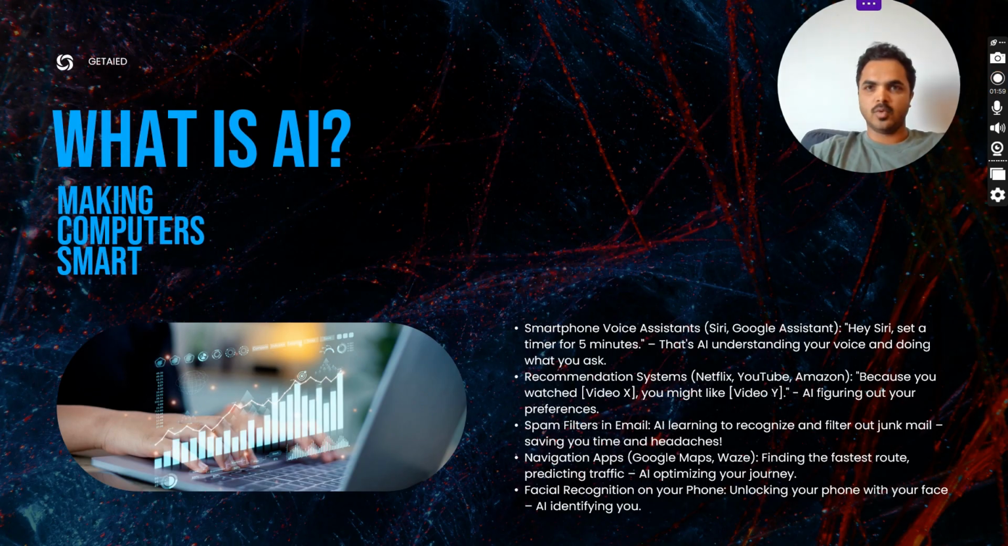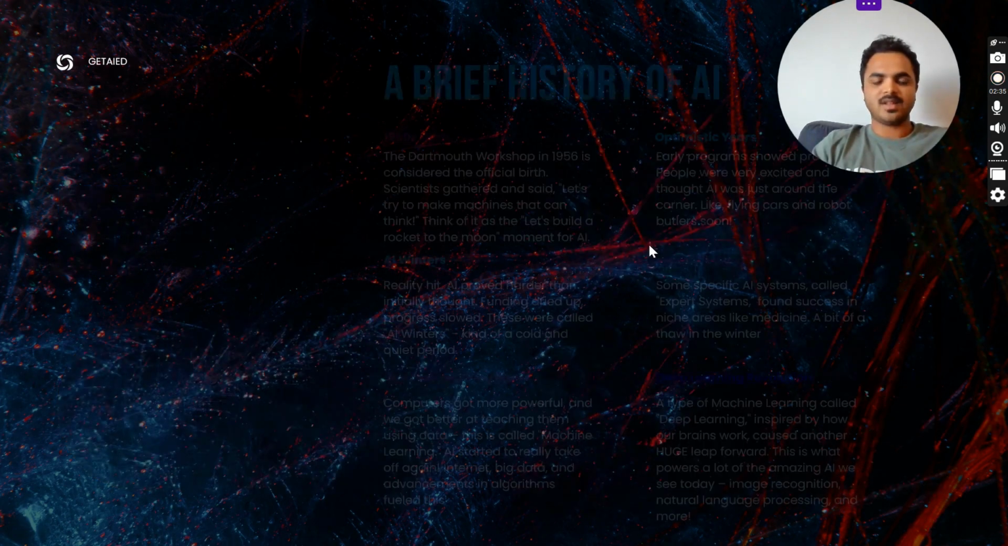Navigation apps. How does Google Maps or Waze find the fastest route when there is a collision or when you type in any destination? It's basically collecting all the data from all the data sources it can get, and then it tries to optimize the journey. Facial recognition on your phone, a basic thing. All of us unlock our phone with facial recognition. AI just identifies your face based on the pattern which you give when you set up that lock. So all of this is some use cases of AI.